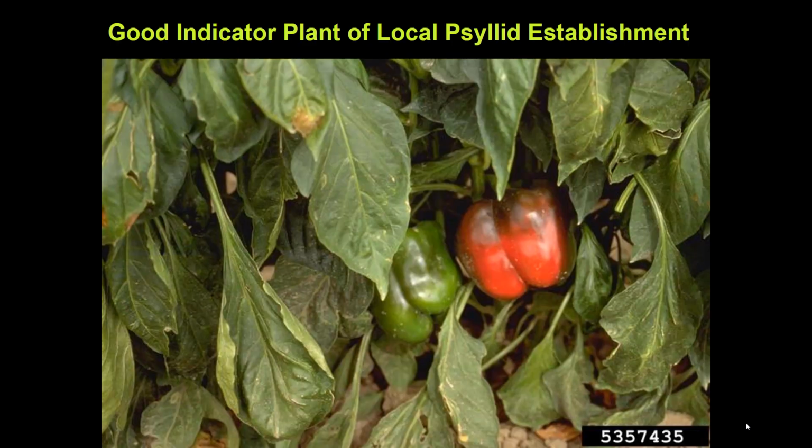And if you want to know if they have settled in the area, I find peppers to be the easiest crop to find psyllid nymphs on. The leaves are a little more glossy. It's easy to see. And they like peppers. They just don't damage peppers like they do the other crops.